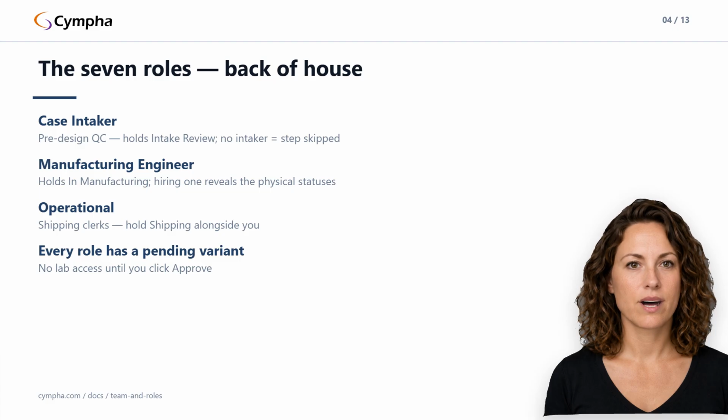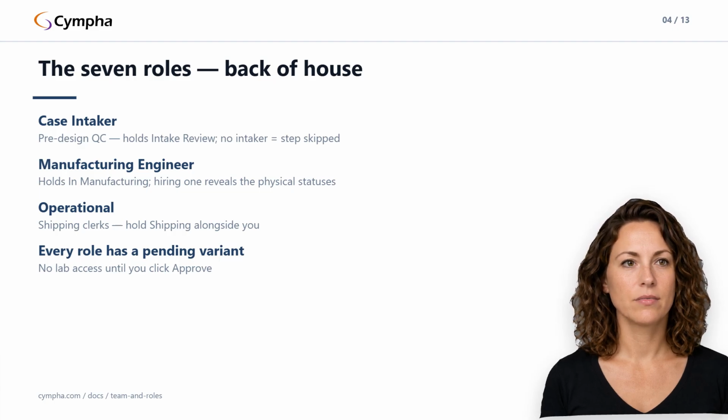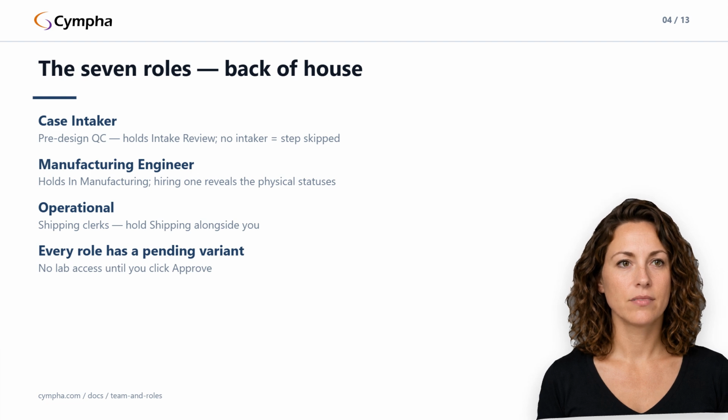And one structural note that applies to every role except lab manager: each has a pending variant, the state a new member sits in while waiting for your approval, with no lab side access, just a pending approval screen. The full permission grid, role by role, is on the role matrix page in the docs.